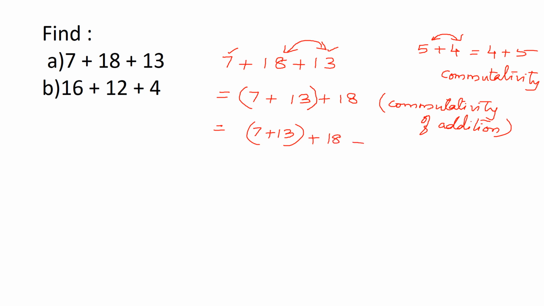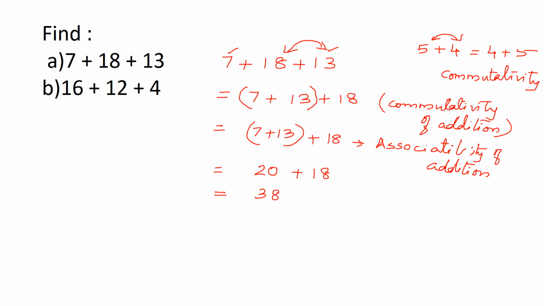Now putting together is associativity. Here I have associated 7 and 13 together. Associativity. Associativity of addition. This is addition that I am doing. So associativity of addition. When you write children, you will have to write it this way only. Commutativity of addition, associativity of addition. Then what do you get? 7 plus 13 is 20. 20 plus 18, 38.